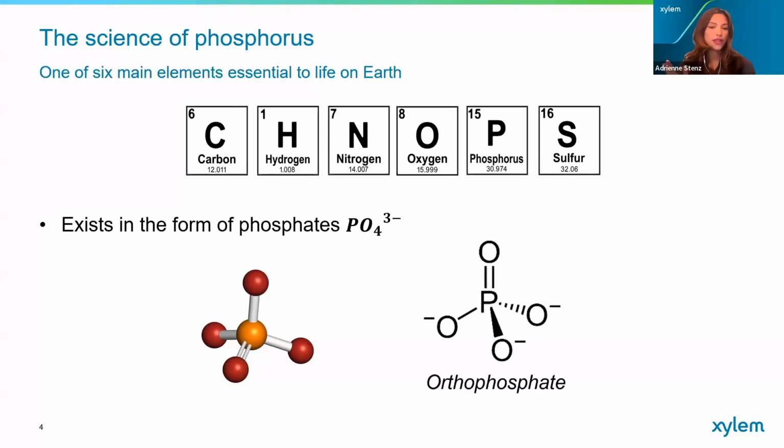Orthophosphate is another popular term that's used when talking about phosphorus. Orthophosphate refers to a single phosphate group by itself. When a single phosphate group is on its own, then it carries a negative charge of -3.